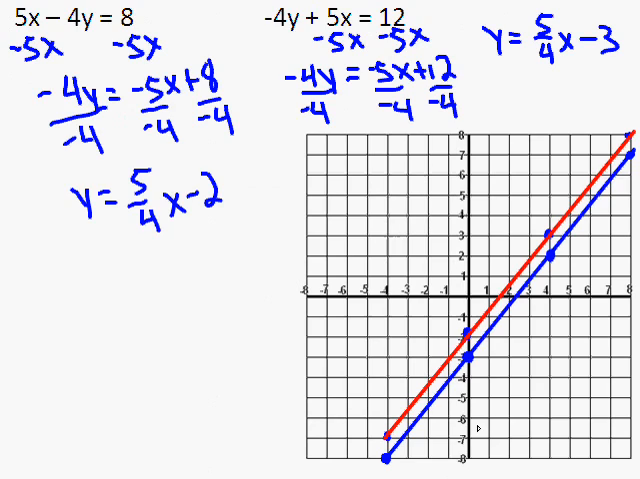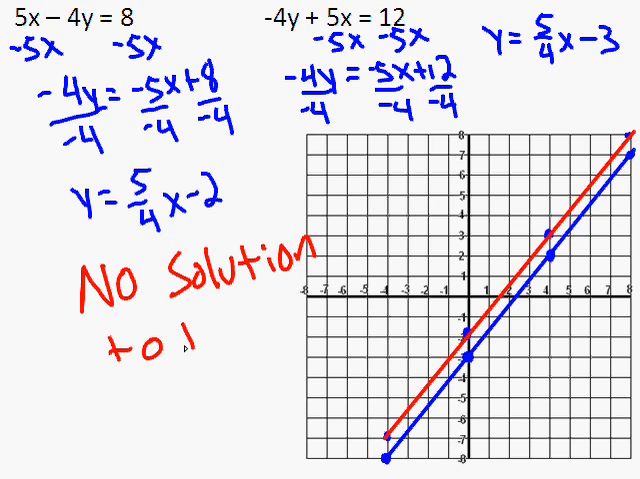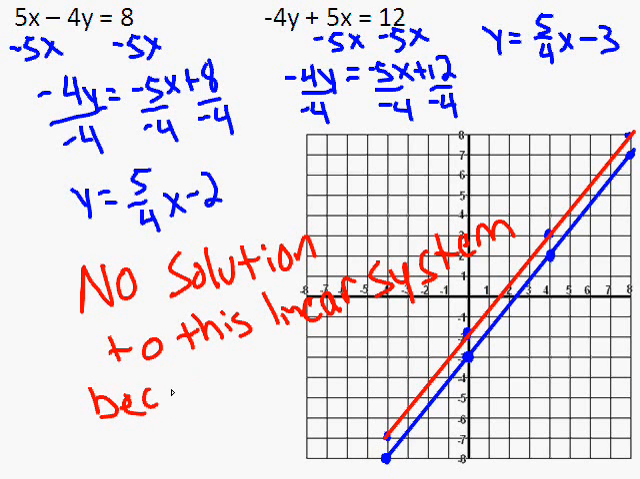I went ahead and solved and graphed both equations, and if you look at it, one's in red, one's in blue. Where do the two lines intersect? What's the solution? The answer is that there is no solution to this linear system. You might be asked, well, why is there no solution? Because the lines are parallel, and parallel lines never intersect.